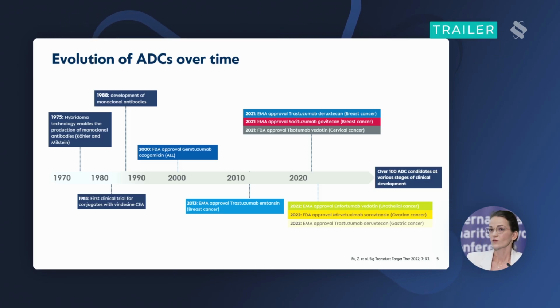ADCs have evolved over time. We started in 1975 with the development of hybridoma technology and continued with the development of monoclonal antibodies in 1988. And from the 2000s on, there were several ADCs approved for different malignancies.